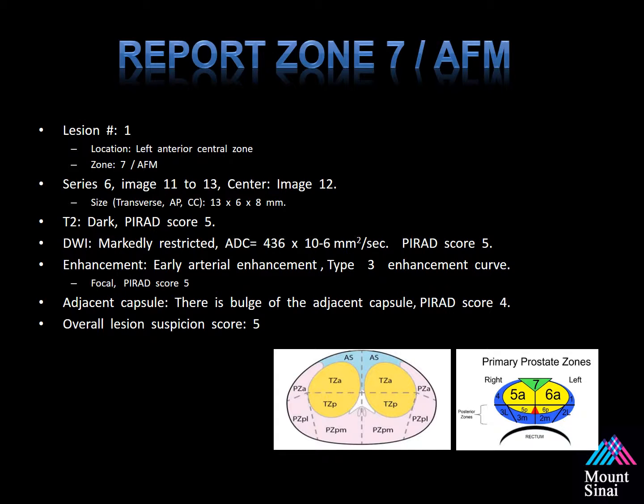This is the zonal report for this anterior fibromuscular stroma lesion. This has been scored in our standard scoring system from our institution, as well as PIRADS version 1 at the time. But I think it's important to understand the nomenclature. You notice how it says series 6, image 11 to 13, center image 12. After looking at the films, it makes it easier for you to look at that specific area.